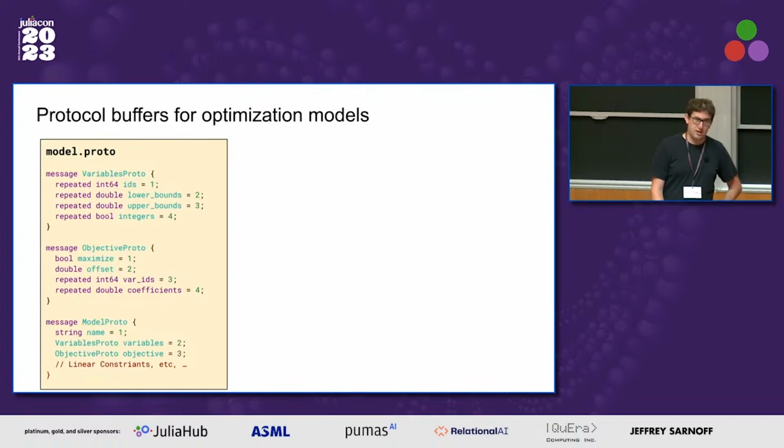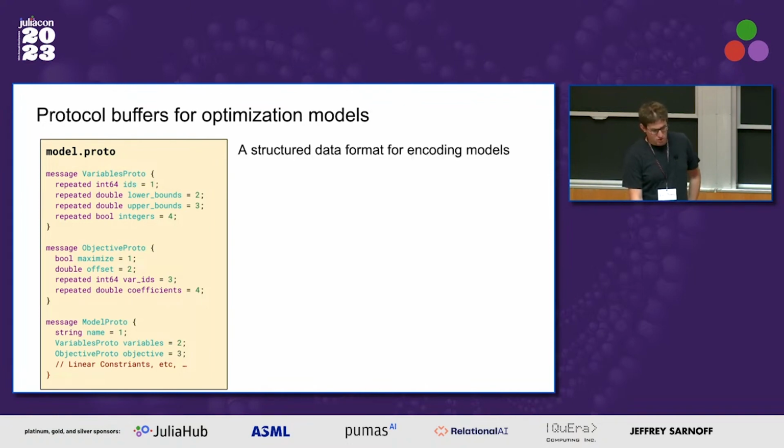So here's a stylized subset of the model proto that we have. There's a message for the variables, a message for the objective, and then the message for the model contains the variables and the objective. And within the variables, there are IDs, lower bounds, upper bounds, and integrality. So why are there IDs? We support incrementalism, and when you delete a variable, we don't shift everything down. The IDs are stable. There are pros and cons to doing this. It's just the choice we made. It's a little bit simpler for the user this way.